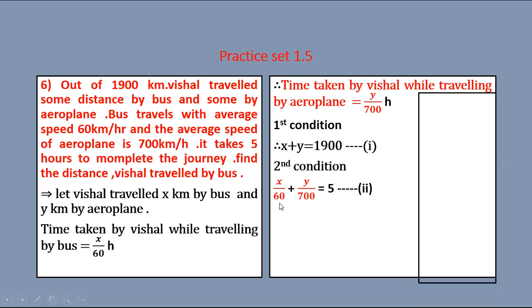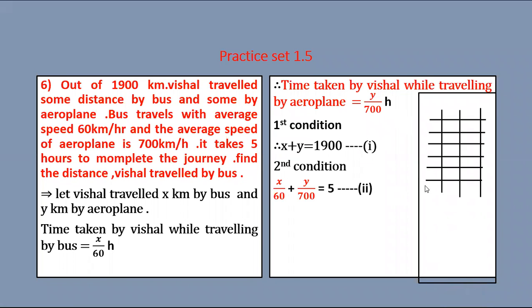Here x/60 plus y/700. At denominator 60 and 700, first to find LCM. यांचा छेद समान करण्यासाठी प्रथम आपल्याला लसावी काढावा लागेल. तुम्हाला लसावी काढता येतो का 60 आणि 700 चा? तर पाहूया आपण. अशा पद्धतीने आपण लसावी काढूया. LCM of 60 and 700.